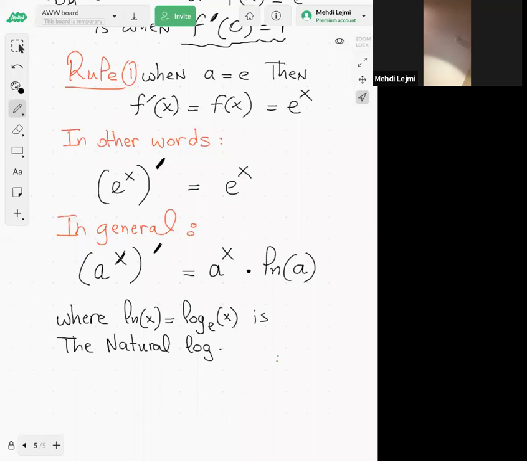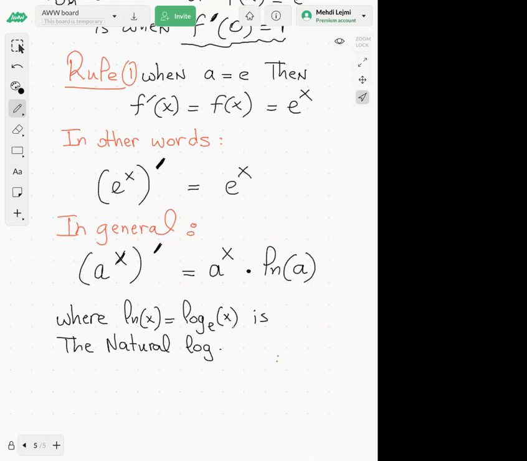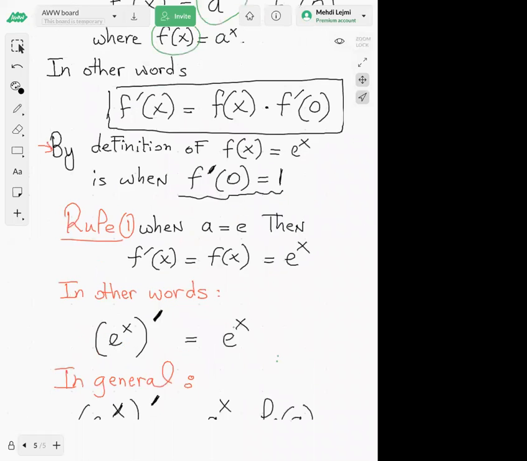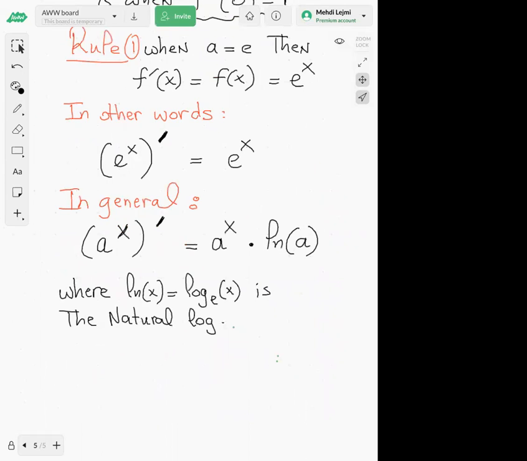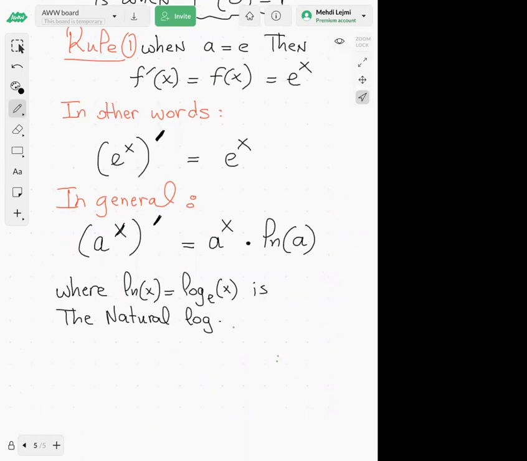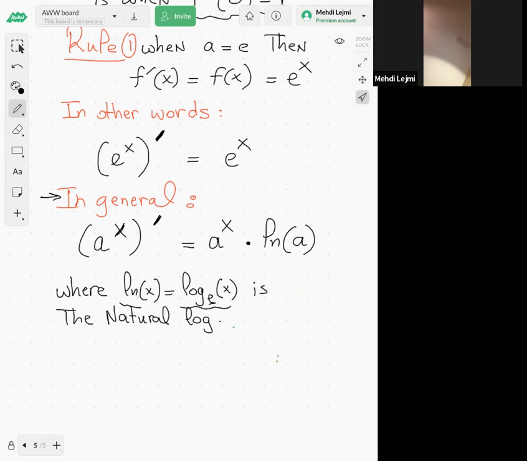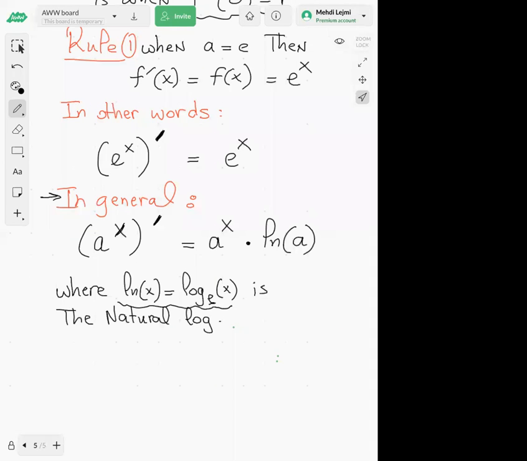Thank you, everyone. Professor, I have a question. Yes, sure, please. Where you said on the last part, in general, where you said ln of x equal to log exponential of x. This thing here. So exponential is the base and then power of x, is that what you meant? No.